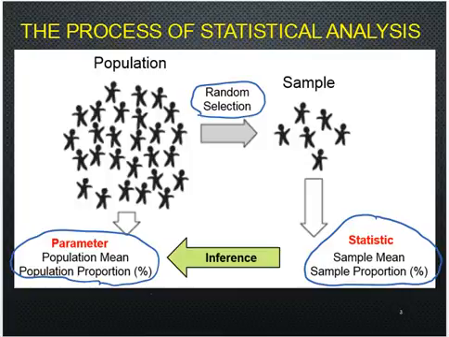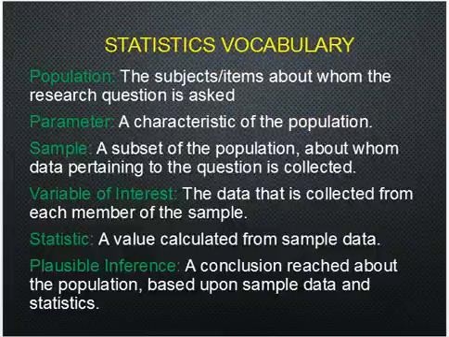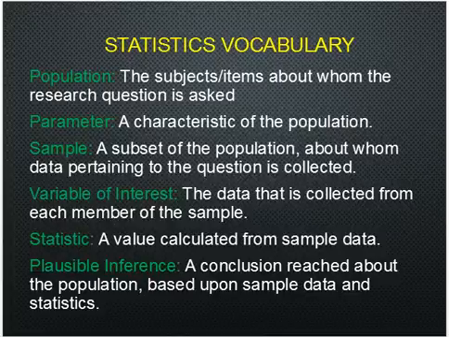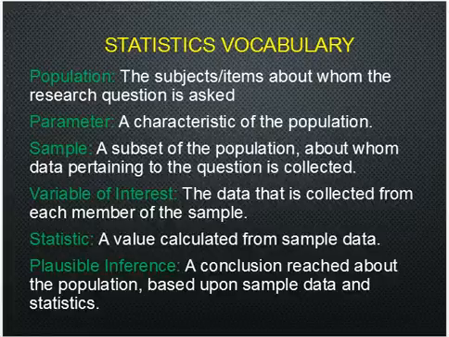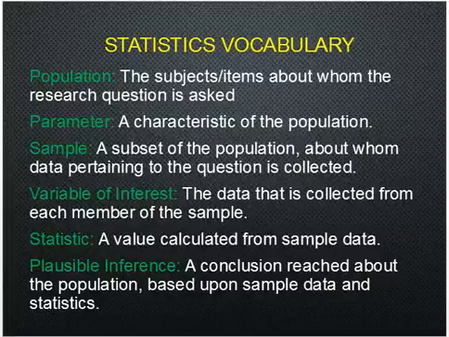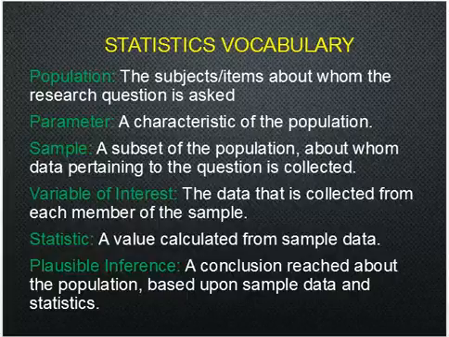Based upon that statistic, you make an inference, an inference being an educated guess about the parameter that you want to know about. So here are some definitions about the vocabulary we're going to be speaking about. The population is the subjects or items about whom the research question is asked. So be careful there. With population, it doesn't mean the population is all human beings on Earth. It might be that your population are only those individuals in Cincinnati who might be customers of your business. A parameter is some characteristic of the population.